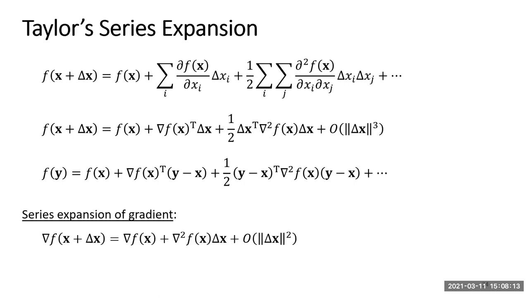Okay, and the Taylor series expansion of the gradient. So del f of x plus delta x, the gradient, is del f of x plus del square f of x times delta x plus error term. Okay?